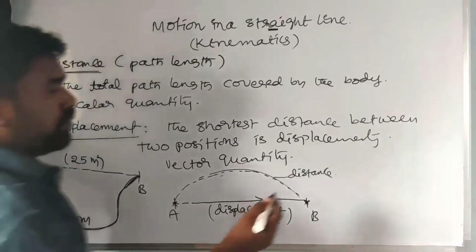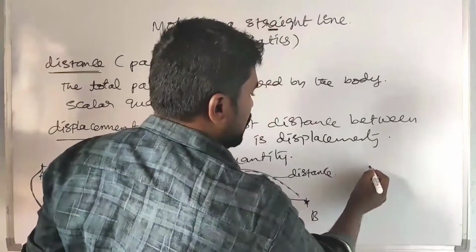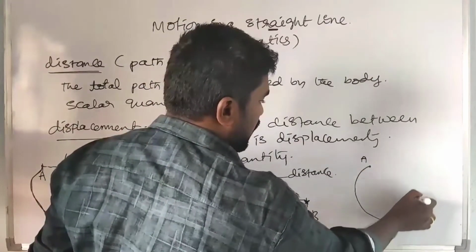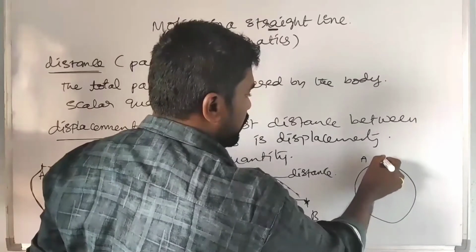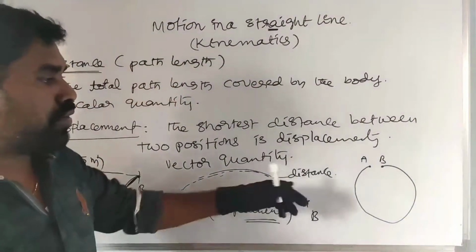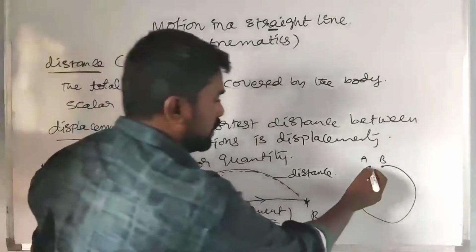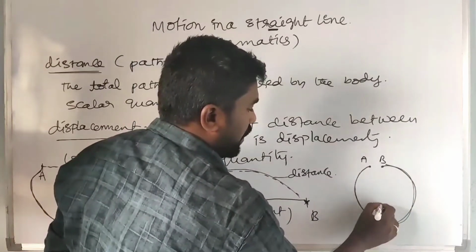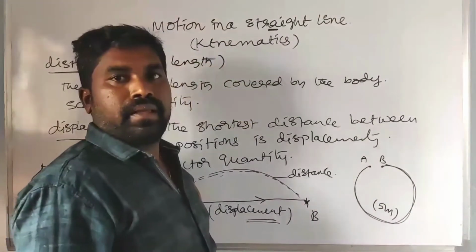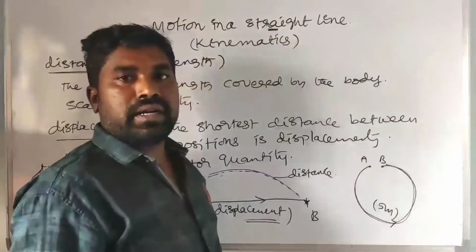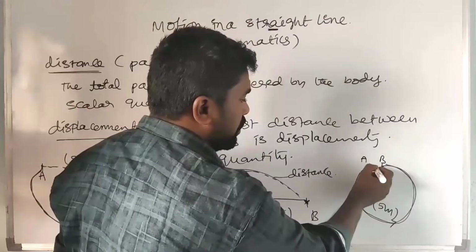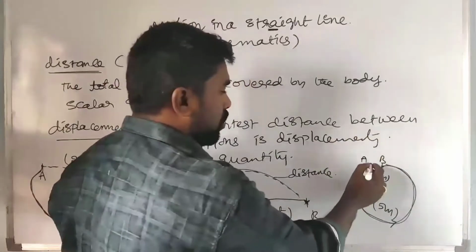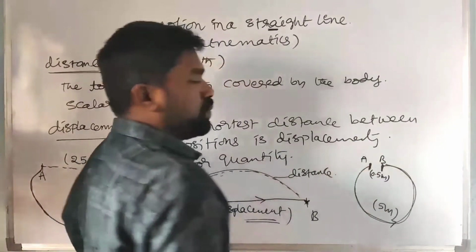Okay. For example, if your body is rotating in a circular path, here there is a point. A particle is moving like this and reaches point B. The distance traveled by the particle is, the diameter of this circle, I think 5 meters. And the displacement of this particle is the shortest distance between these 2 points. This is only 0.5 meter. The shortest distance, that is nothing but displacement.